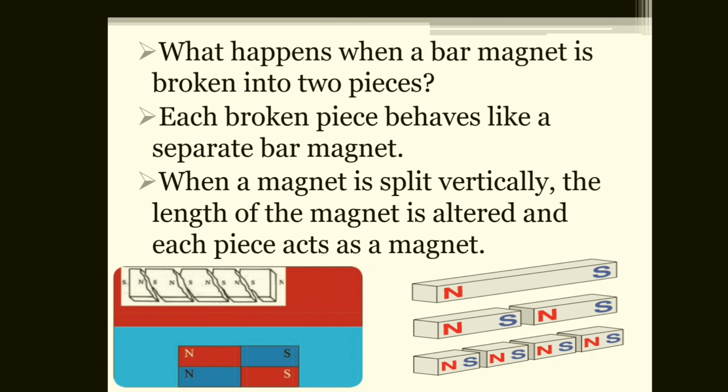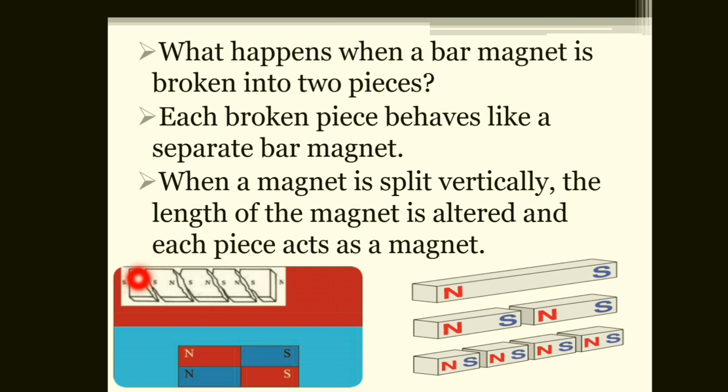What happens when a bar magnet is broken into two pieces? Each broken piece behaves like a magnet. That is, each broken piece behaves like a separate bar magnet. When a magnet is split vertically, the length of the magnet is altered and each piece acts as a magnet. So you can see here in the picture what happens when a bar magnet is broken into two pieces or several other pieces. Each broken piece acts like a separate bar magnet.